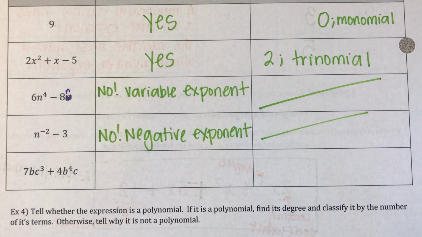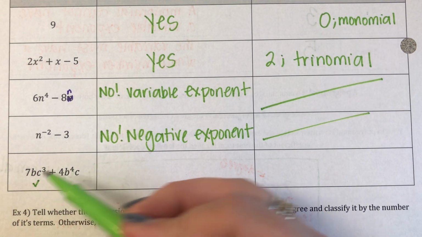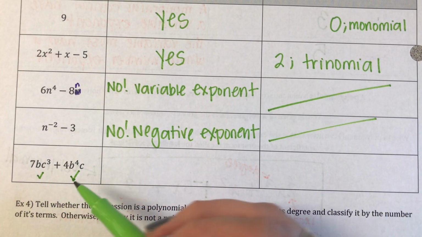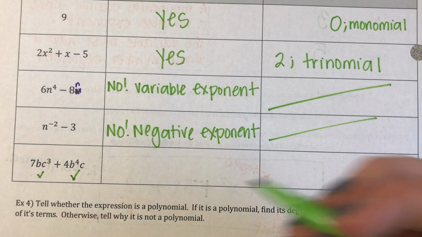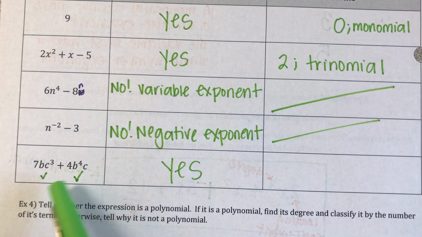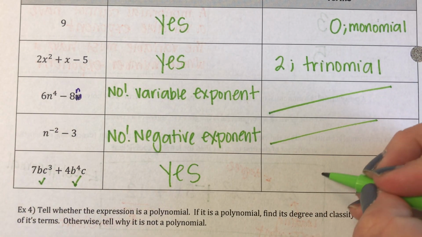Okay, last one. 7bc to the third plus 4b to the fourth c. Is that a polynomial? Is this a monomial? Yes. Is this a monomial? Yes. Is this the sum of two or more monomials? Yes. Therefore, it is a polynomial. How many things are we adding together? 1, 2. So it is a binomial.